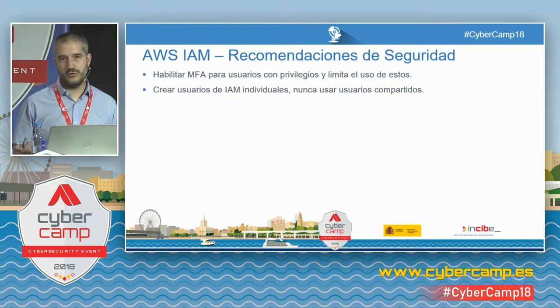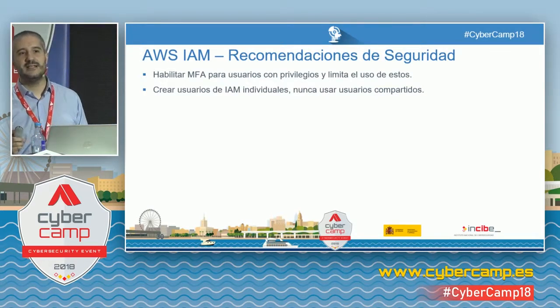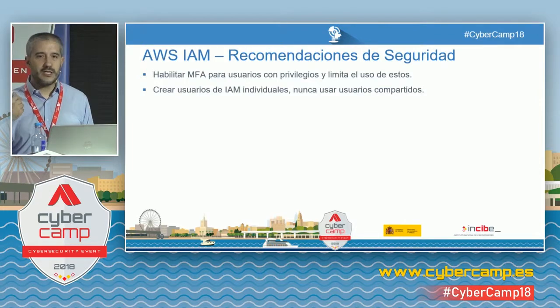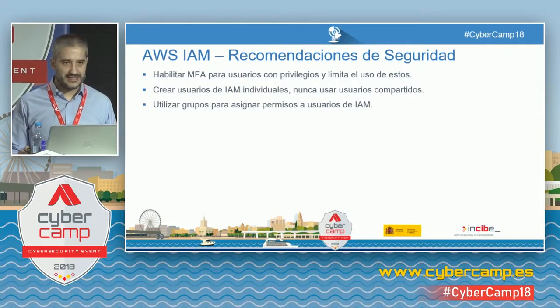Creating individual IAM users, nominal users, is the way to do it, not group users. Why? Because everything goes through the Amazon API, so all of that is recorded on a log. And if we had shared users and something goes wrong, we won't know who to blame. And we have to know who's done what and why. Later on, we'll see some examples.